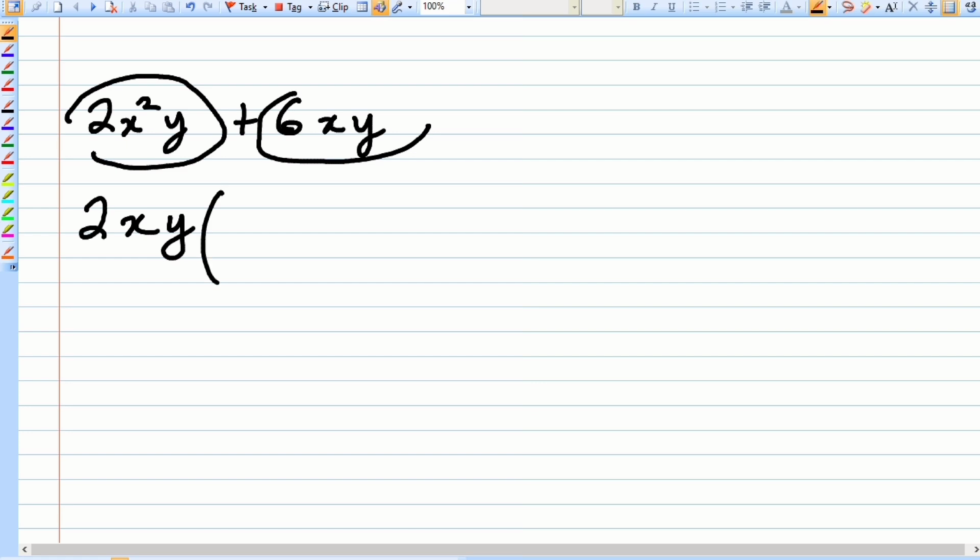Now if you don't want to do it this way, you can also do the other way, but this one is going to take your time. You just have to write 6 and 2. So 2 here will give you 3, 2 here will give you 1. Nothing can divide 3 and 1 at the same time. So that's why our common factor is 2.